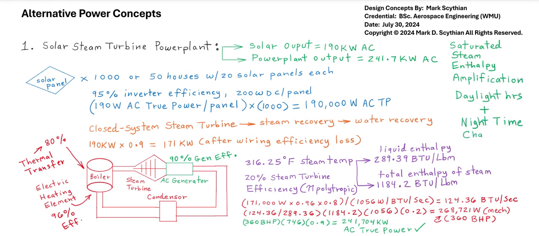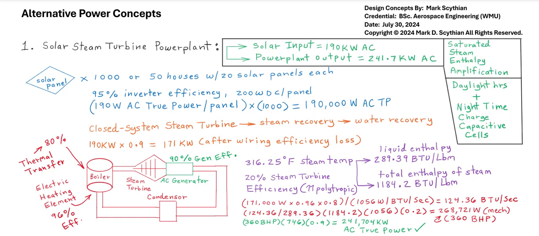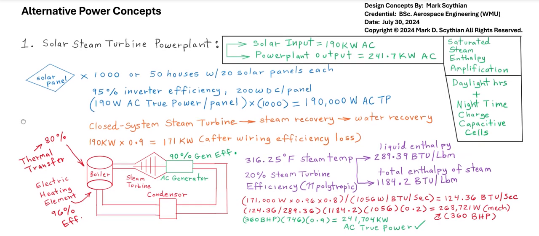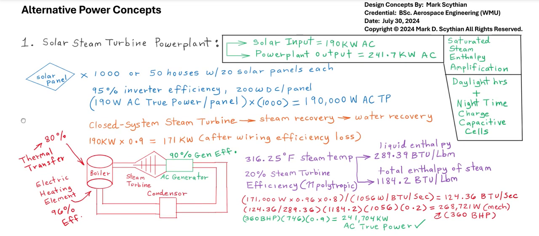And so based on a rough scenario calculation set, we're able to input 190 kilowatts of AC power from the solar panels and then discharge 241.7 kilowatts of AC power through a separate generator.